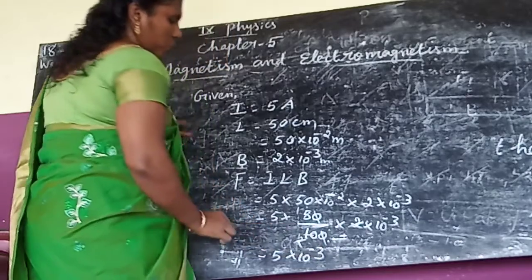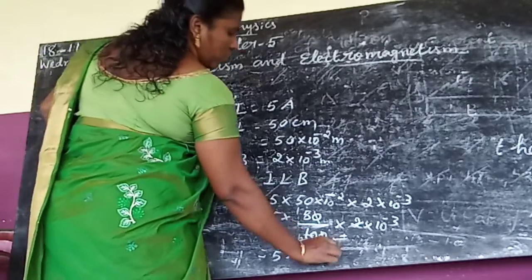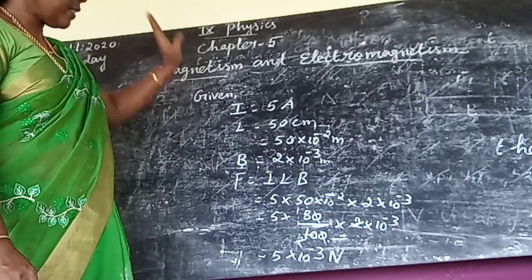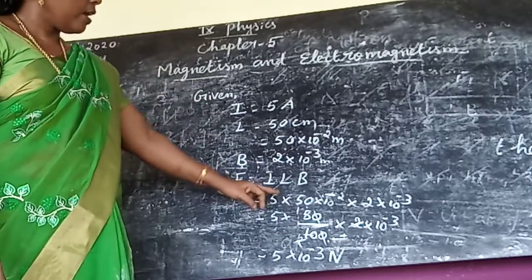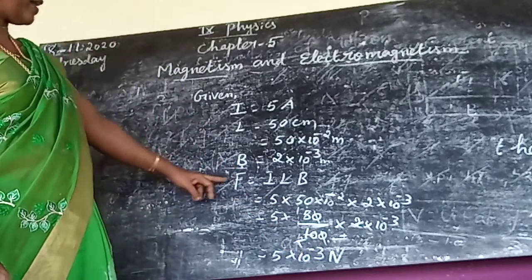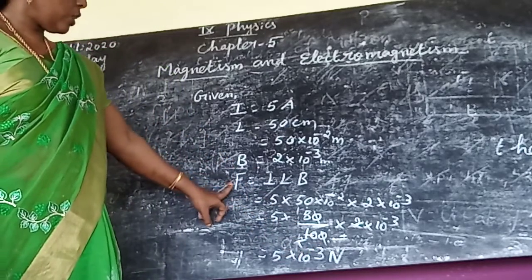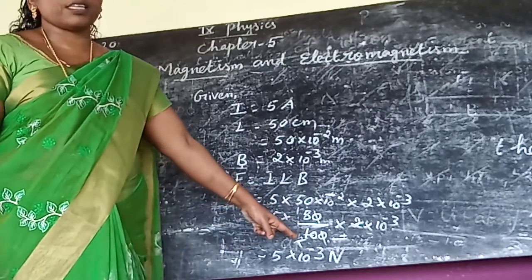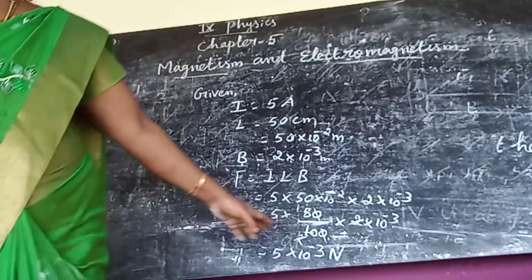What is the unit of force? Newton is the unit of force. So like that you have to do. First write what is given, then the formula, then substitution, answer, and what you have to find, force. The unit of force is Newton. So the answer you have to write: 5 into 10 power minus 3 Newton.